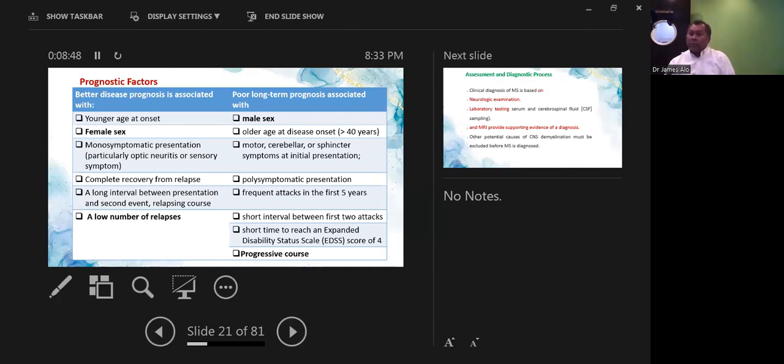On the other hand, poor long-term prognosis is associated with male sex and older age at disease onset, which is 40 years and above. We have motor, cerebellar, or sphincter symptoms at initial presentation. We have also polysymptomatic presentations, frequent attacks in the first 5 years, a short interval between the first 2 attacks, and a short time to reach an Expanded Disability Status Scale score of 4. And then there will be a progressive course. So that is all about the clinical symptoms and the prognostic factors.